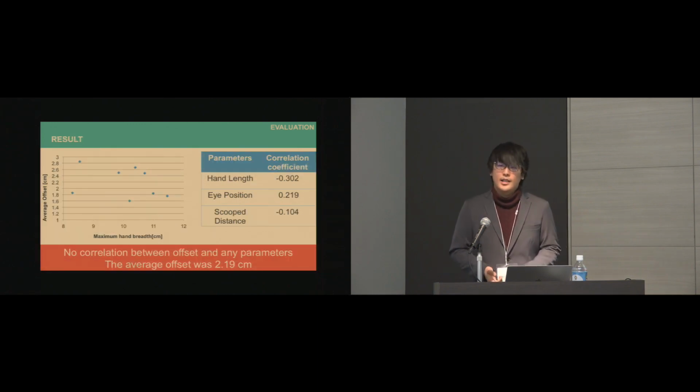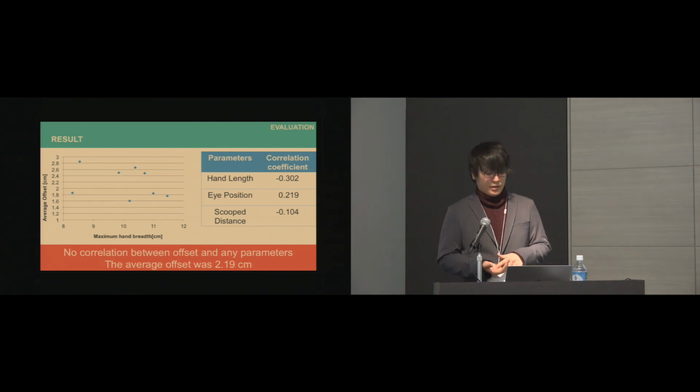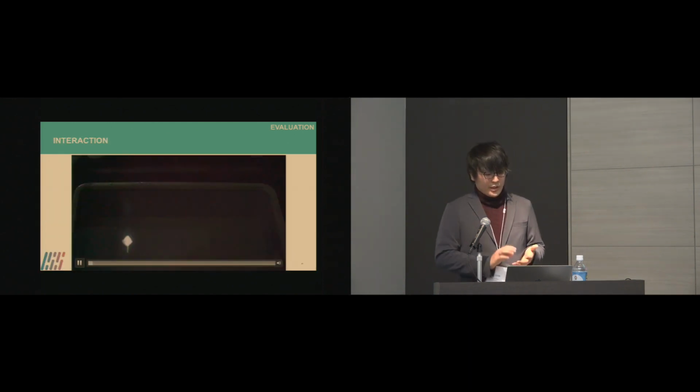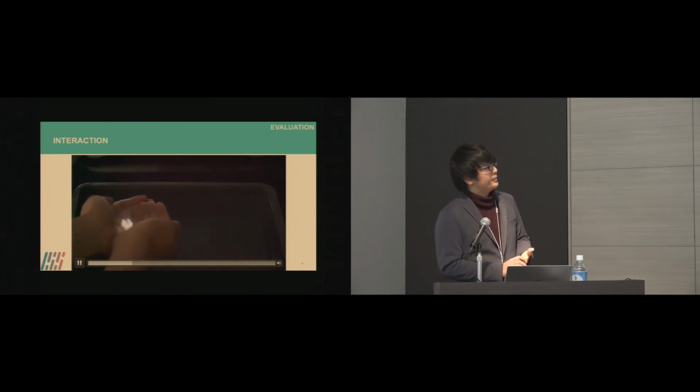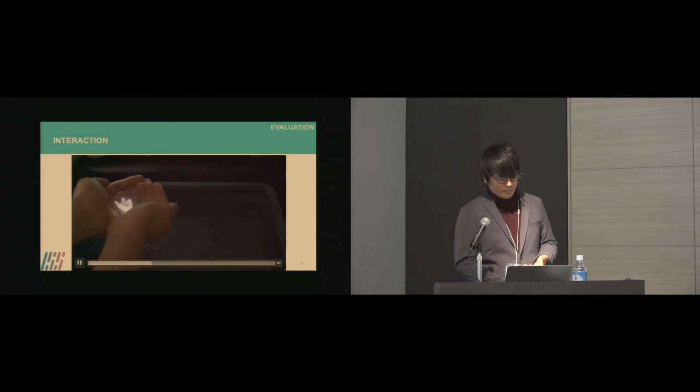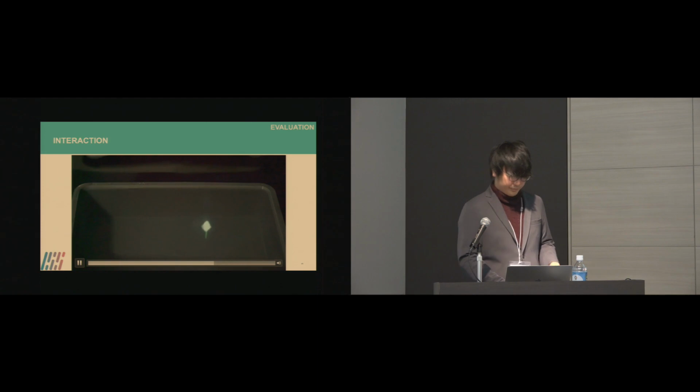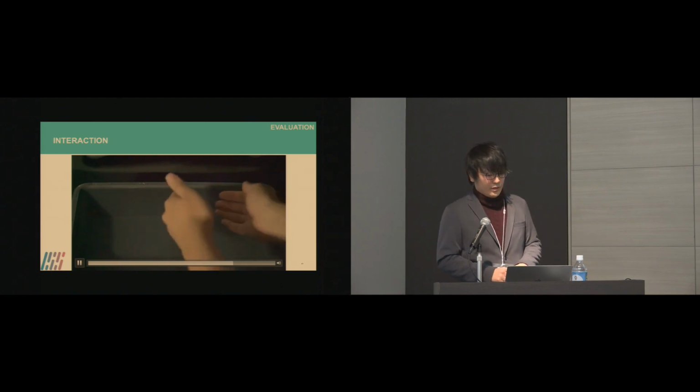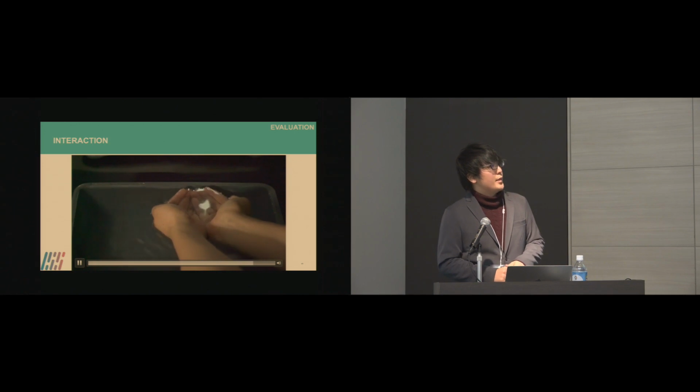As a result, there is no correlation between all parameters. So we showed that it is difficult for participants to distinguish between underwater image and floating image. And we decided to use the average of the offset values. This movie shows the scooping interaction when using the average offset value. So the user can scoop up the image.